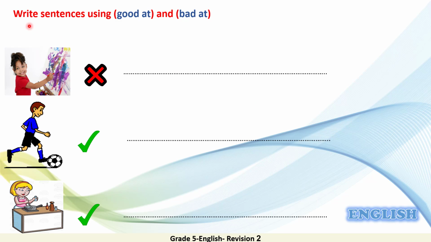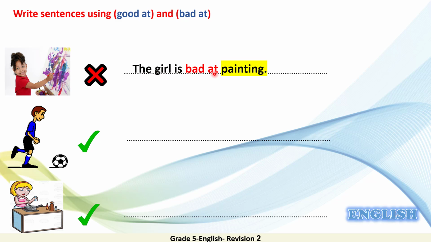In this activity, you need to write complete sentences with good at and bad at. When you see the cross, use bad at. When you see the tick, use good at. Clear? Let's do the first one together. Look at the picture. This girl is painting. She cannot paint, right? So we're gonna use bad at. The girl is bad at painting. Now pause and complete the activity.